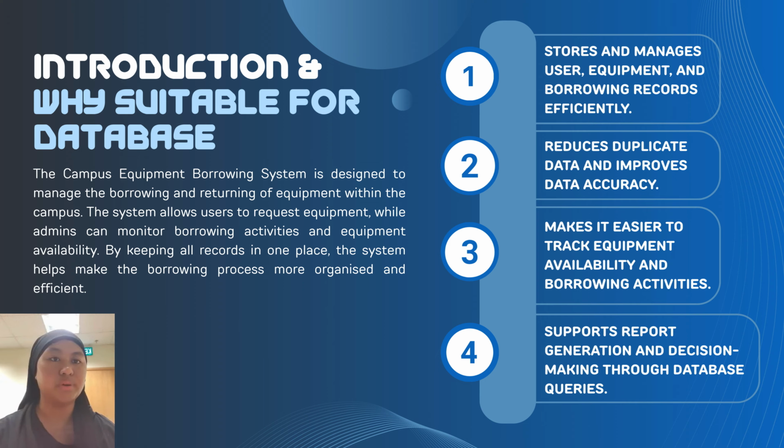For the third point, it makes it easier to track equipment availability and borrowing activities, especially for tracking equipment. Every equipment could have its own primary key or unique key, so it's easy to identify and find a specific equipment. It can help with availability. You can see if it's still available or if it's been loaned out, when it should be returned, and so on and so forth.